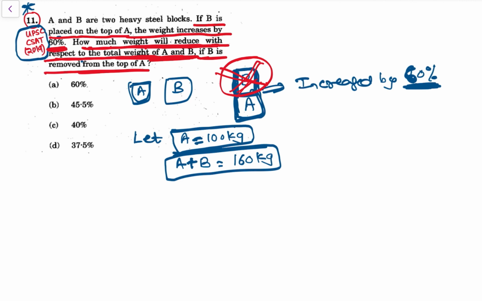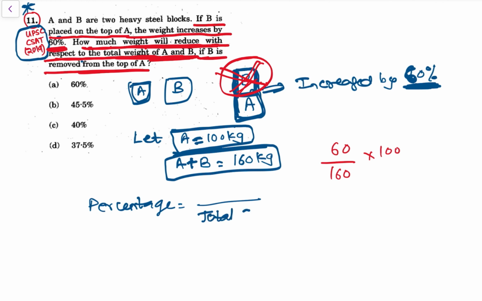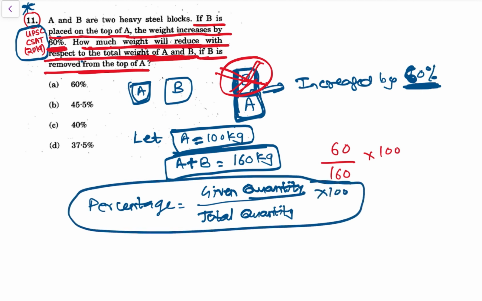So they are asking by original weight, that is 160, 60 into 100. So same, we are using the percentage formula, right? Percentage is equal to given quantity by total quantity into 100. That is the percentage formula.